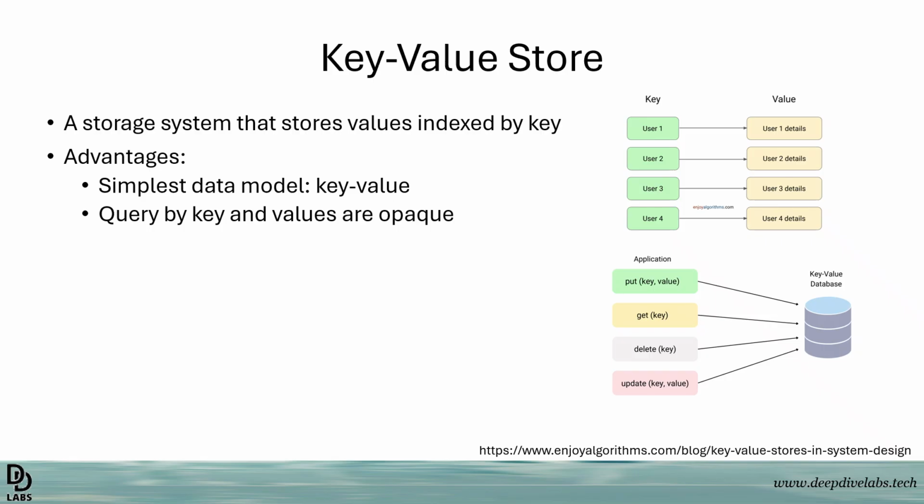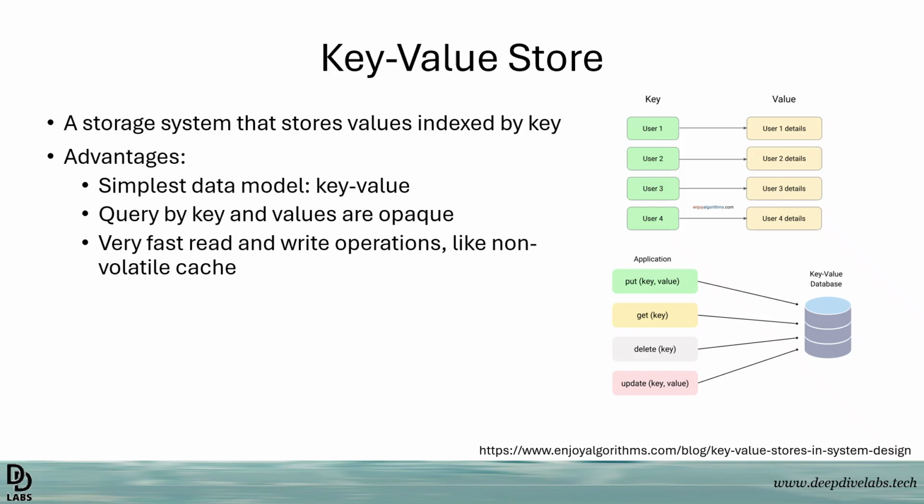There is no complex relationship here. So very fast read and write operations, like a non-volatile cache, right? Key value stores tend to get used in some cases for caching applications. When you want to store a large amount of data and keep it for faster retrieval, key value stores are typically used.